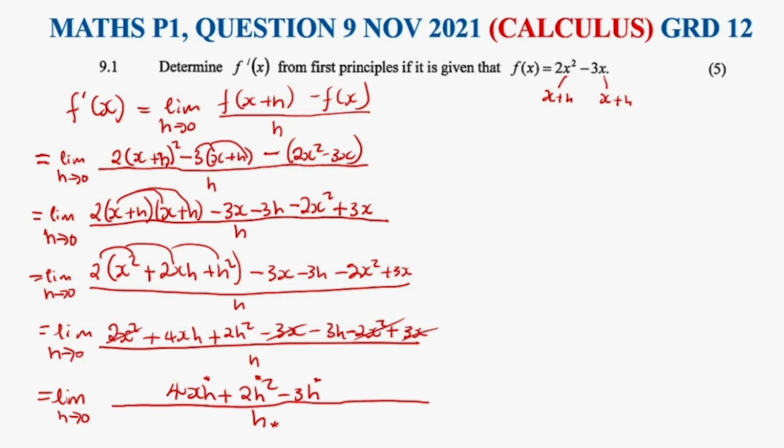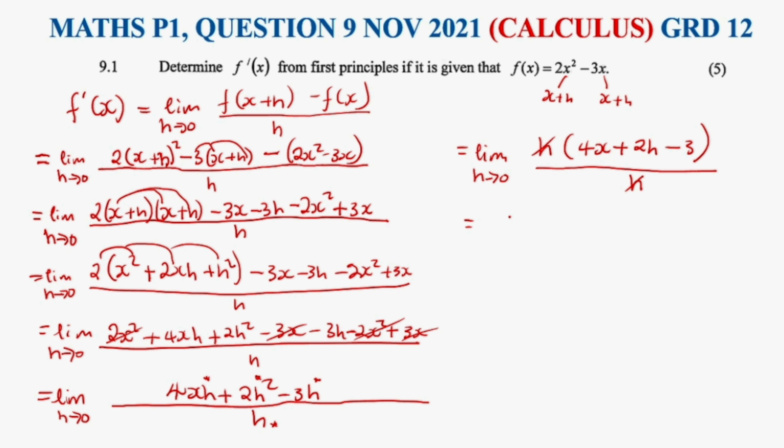We've got h at the bottom as well, so we can take out h as a common factor. Limit as h approaches 0, we take out a common factor of h at the top. We're going to be left with h times 4x plus 2h minus 3, close bracket, all over h. So we've got h at the top and h at the bottom, therefore this will cancel out.